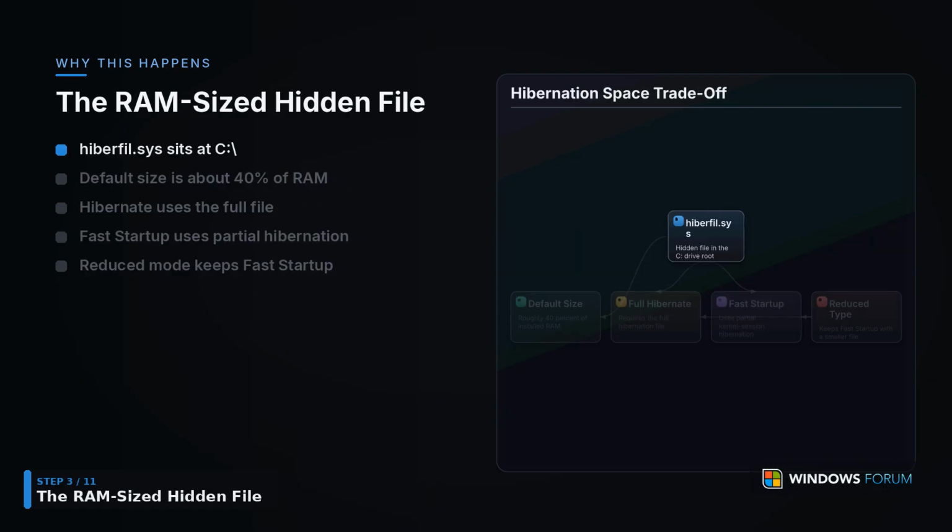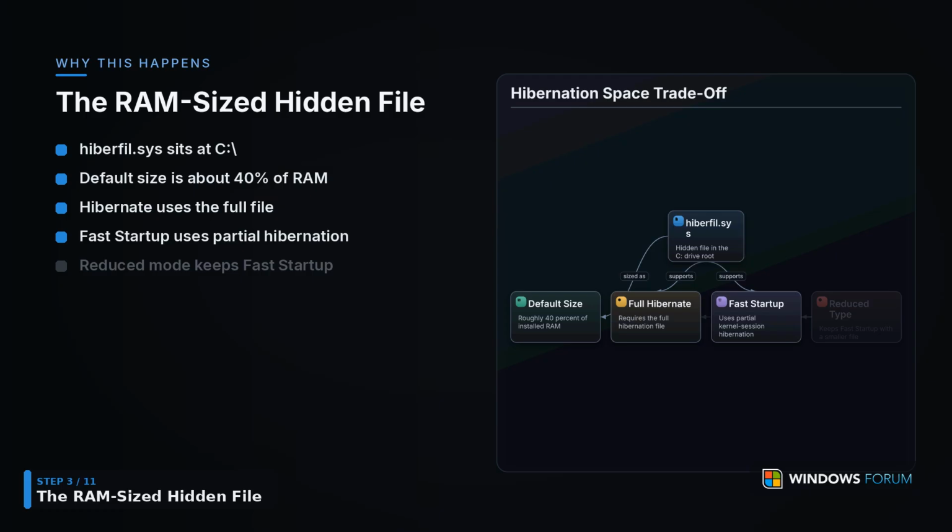Another hidden space user is hiberfil.sys, which lives in the root of the C drive. By default, it is roughly 40% of your installed RAM, so more memory usually means a larger hibernation file. That file supports full hibernate, and it also supports fast startup, which is a partial hibernation of the Windows kernel session. The command in this walkthrough uses the middle path. Reduced hibernation shrinks the file to roughly half size, while keeping fast startup, but it does not keep full hibernate.